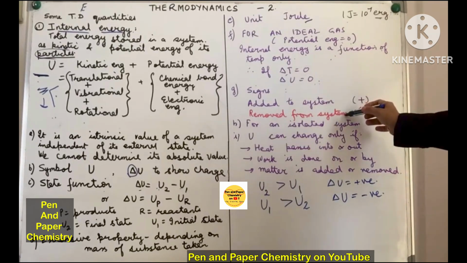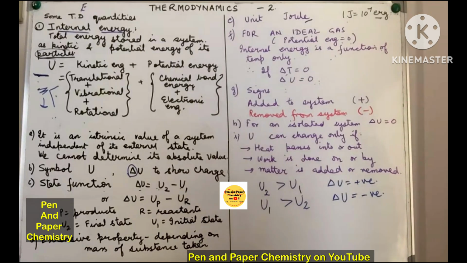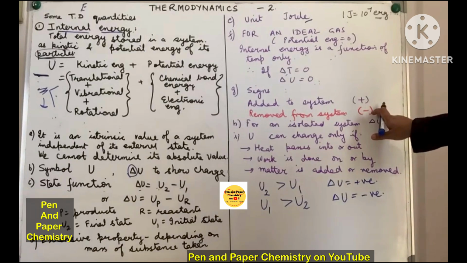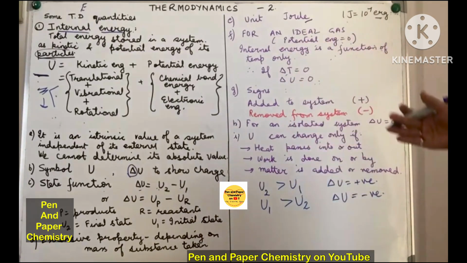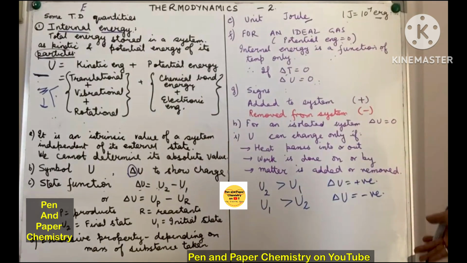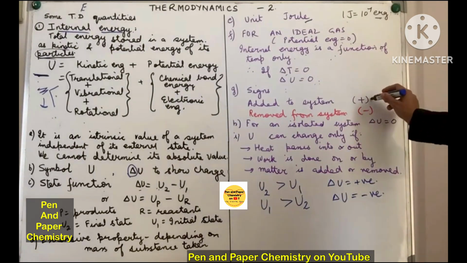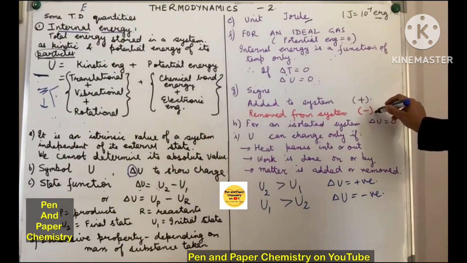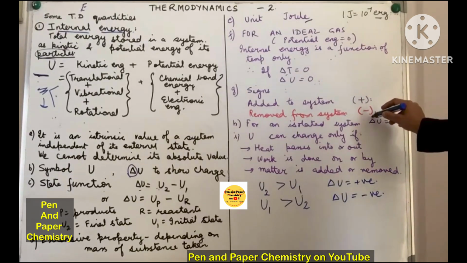We've already discussed the signs. That means here, please remember throughout thermodynamics, you add to the system, it's plus. You remove from the system, it's minus. Internal energy increases, positive; internal energy decreases, negative. Heat increases or heat added to the system, positive; heat removed from the system, negative. Work done on the system, positive; work done by the system, negative.